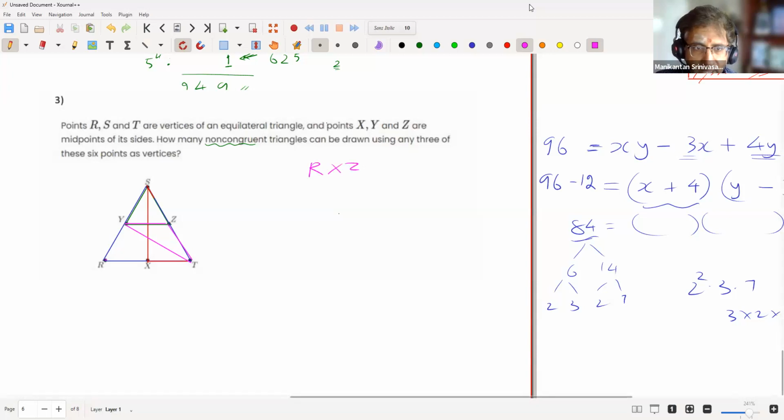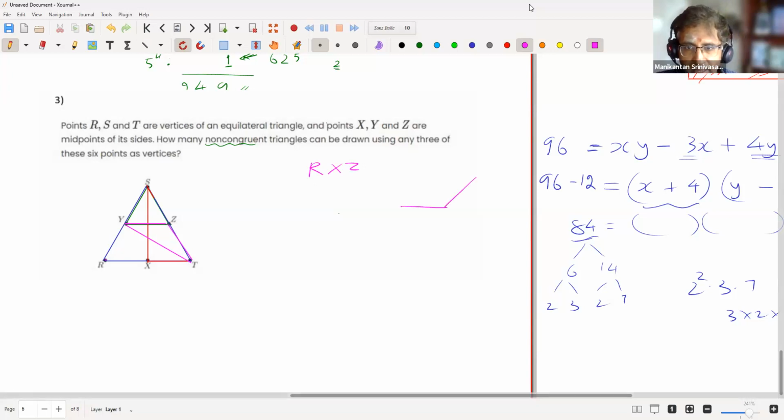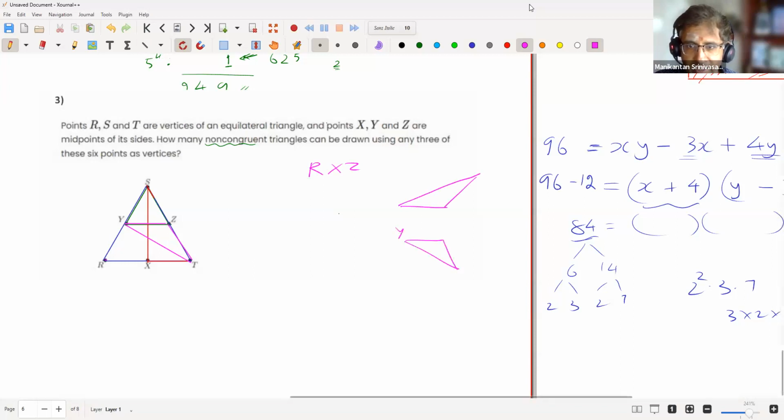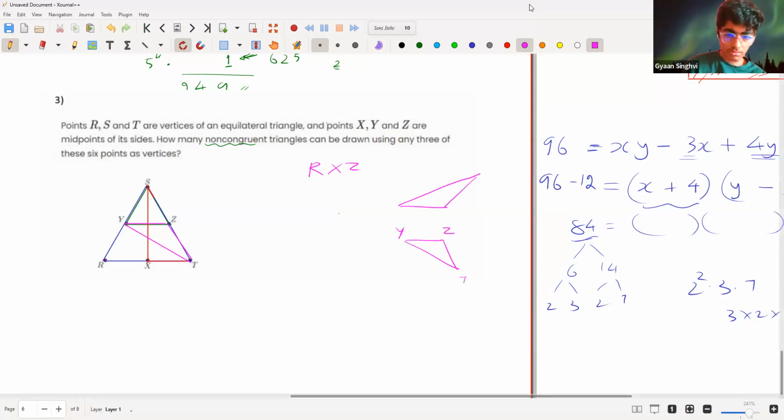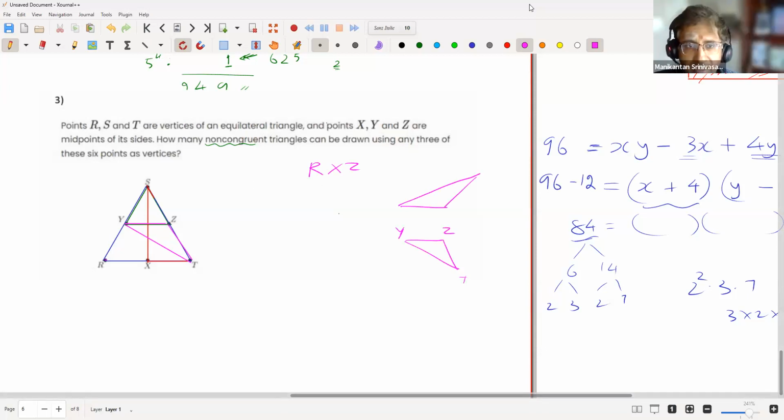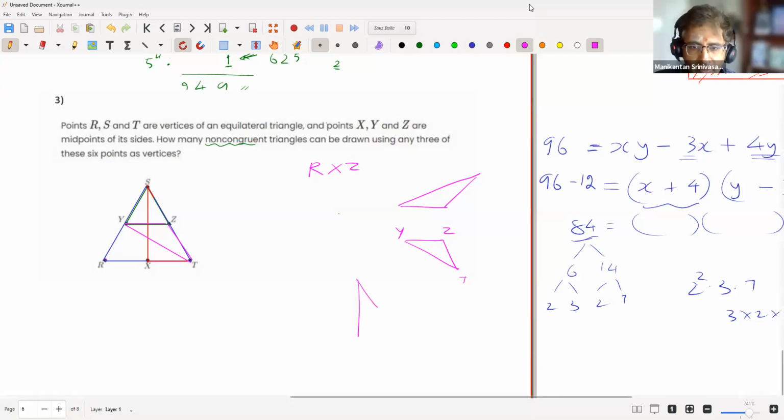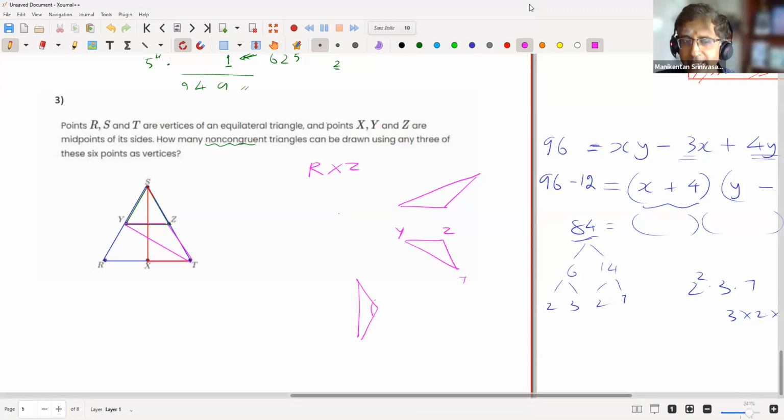RXZ. Okay, so that shape looks like this, right? But that's the same as YZT, which I've already drawn. YZT also looks like this. What about SXZ? Isn't that similar? SXZ is still the same. Yeah, it's still the same, right? This is also the 120 degree at this. So all of these triangles that you're calling out are 120, 30, 30. Do you agree, Jan? Yes.